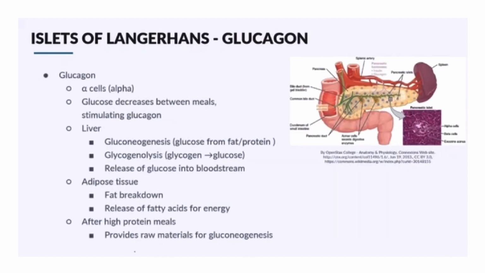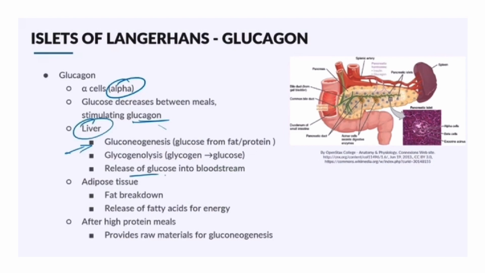In the islets of Langerhans, there's also another type of hormone called glucagon, and glucagon is found in the alpha cells. Now, what ends up happening is we won't eat for a while, and our glucose levels are going to drop. In that event, glucose production is stimulated by glucagon. It actually stimulates glucose production from several different places. The first one is gluconeogenesis. This is a conversion of glucose from fat and protein. And then there's glycogenolysis, which is glycogen being converted to glucose. And this all happens in the liver.